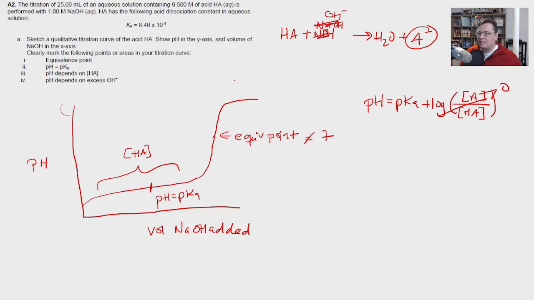Finally, the last thing it's asking for is the area where the pH is dependent on the excess OH, right? That's after the equivalence point. So all of this right here is dependent strictly on the OH concentration, because all of the HA has been consumed. It's all been converted into A minus.